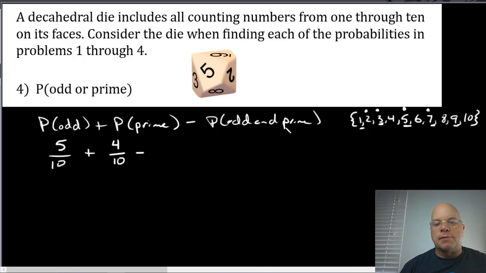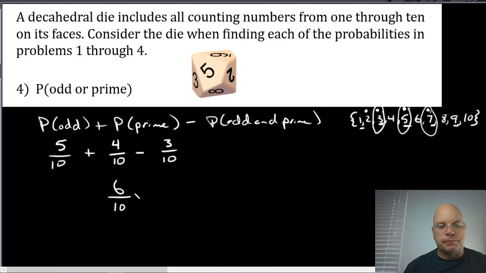Then we want to subtract the probability of a number that's odd and prime. The ones that are odd and prime would be 3, 5, and 7. So we're going to subtract 3 tenths from that. So we have 9 tenths minus 3 tenths, which is 6 tenths.